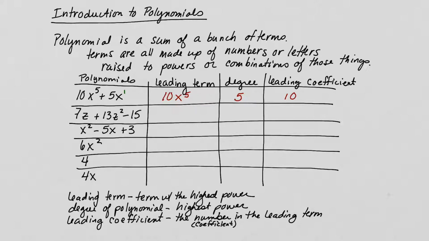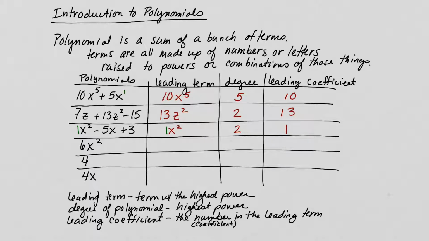On the second polynomial, the leading term, again, in this case, it's not the first one, right? The first one is 7z, but here I have 13z squared. And that, too, is the highest power. So it's 13z squared. The degree is 2, and the leading coefficient is a 13. In my next one, the piece here with the highest power is this x squared piece. So x squared, the degree is 2, and the leading coefficient, remember, when there's not a number in front of something, you can think of it as a 1. So I can think of it like there's a 1 in front of that x squared. So my leading coefficient is a 1.